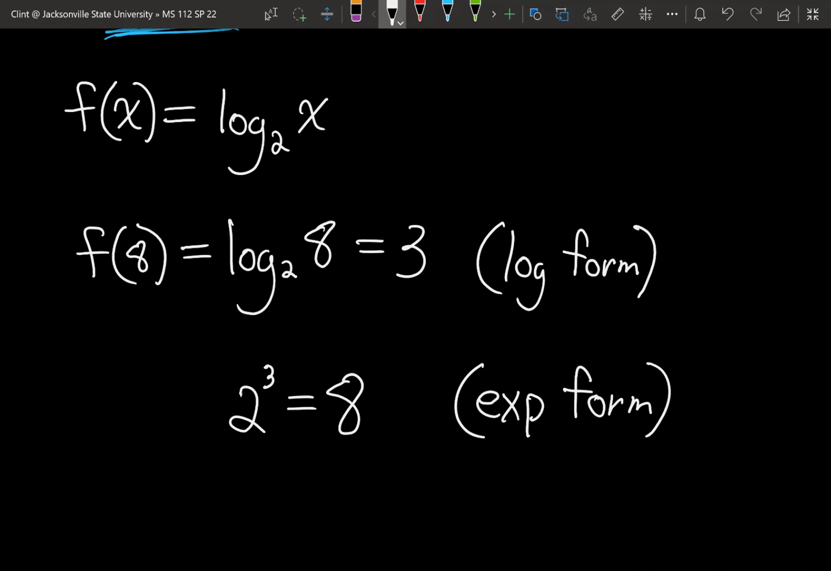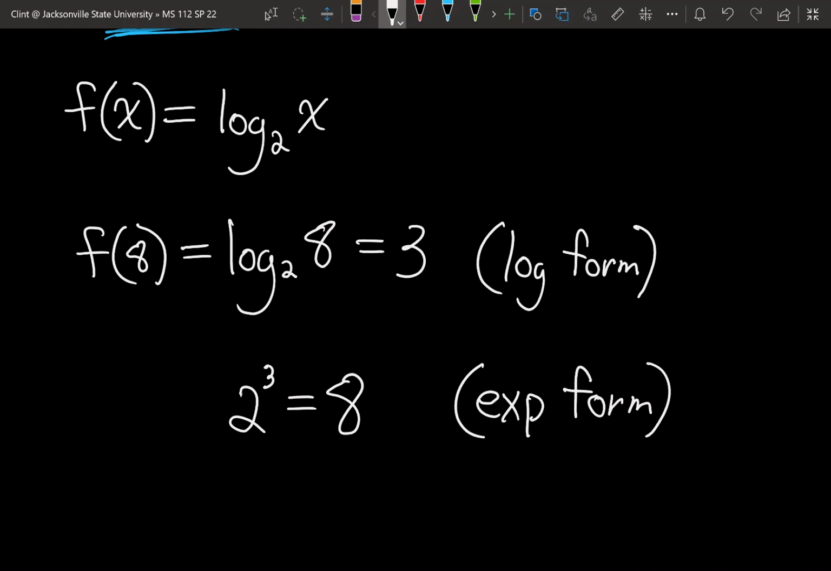One of the big things we're going to practice in this section is going back and forth. So if we have an equation in logarithm form, let's rewrite it in exponential form. If we have an equation in exponential form, let's be able to rewrite it in logarithm form. Because sometimes if you're dealing with one form, then maybe the other one would be easier to work with. You can go back and forth.